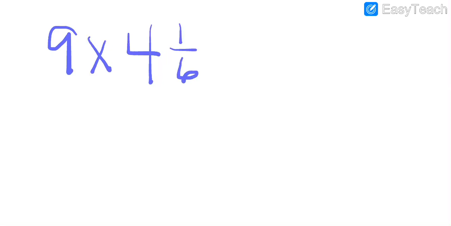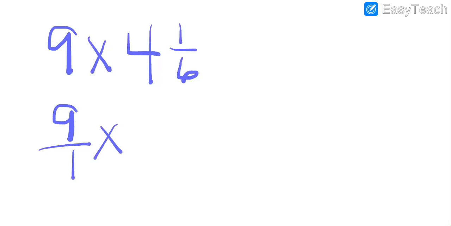All right, so first step, we know that we have to take that first whole number and turn it into fraction form. We can do that by putting it over 1. It is a fraction. Very good. Now, next step, we need to turn that mixed number into an improper fraction so we can multiply.